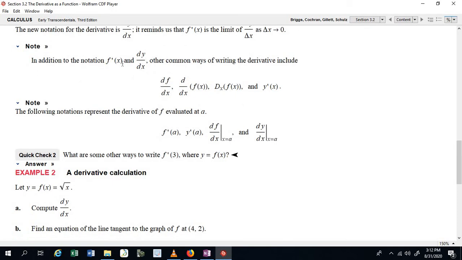Okay, so we have two ways of denoting a derivative. We can also write the derivative as df divided by dx, and that's very similar to this. Instead of calling the output variable y, you're calling the output variable f. So that's really the same kind of notation. You can also write it like this.